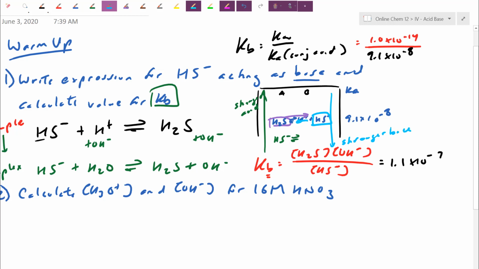In our next chapter on redox, we're going to have another table. It's set up pretty similar. The strongest is going to be on the top left, and the strongest is going to be on the bottom right. More on that later on.